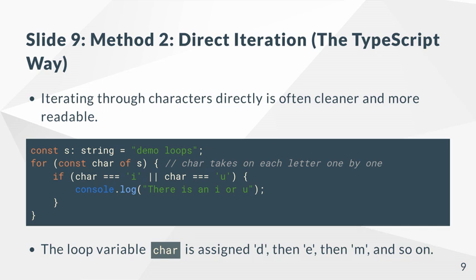Instead of managing an index number, the loop variable here named char is assigned each letter of the string directly, one at a time. On the first pass, char is D, then E, then M, and so on. This is much more intuitive when you don't actually need the index number for your logic.